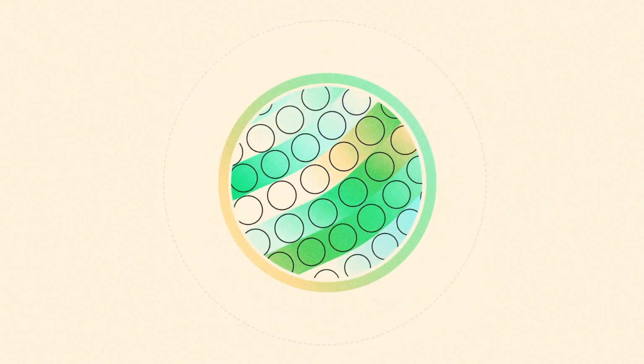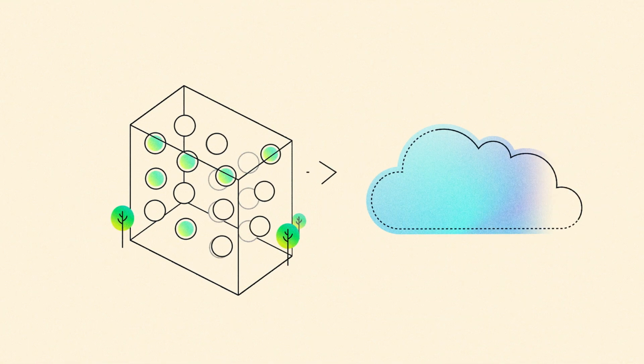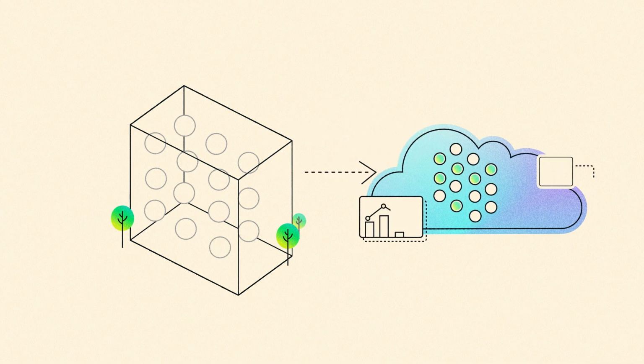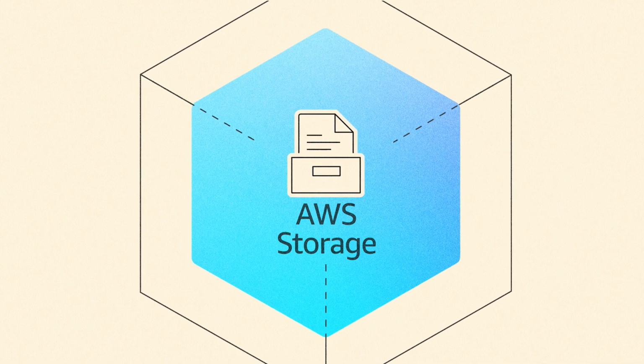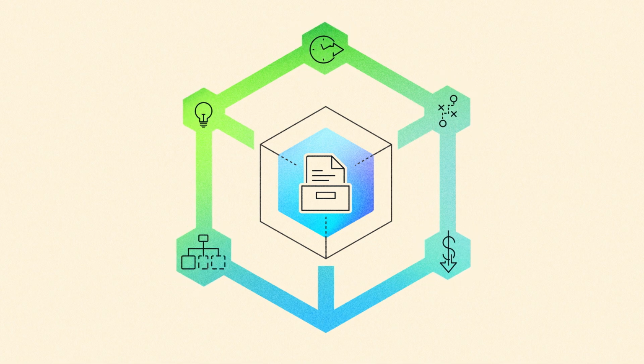Data volumes are increasing rapidly, going from terabytes to even exabytes. To help manage this growth while saving costs, many companies are moving their data from on-premises silos to the cloud, turning data into insights. With AWS Storage, you can speed up time to market, avoid complex capacity planning, reduce costs, eliminate over-provisioning, and accelerate innovation with just a few clicks.